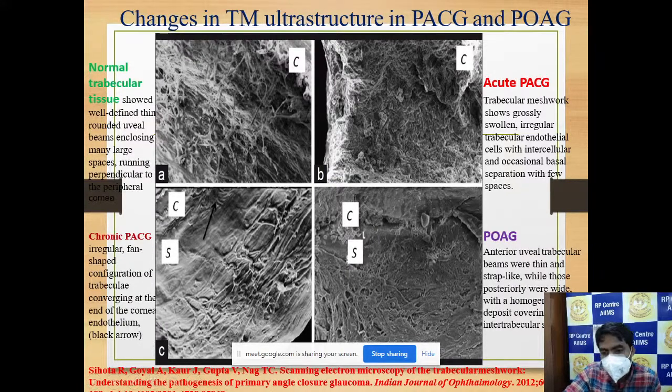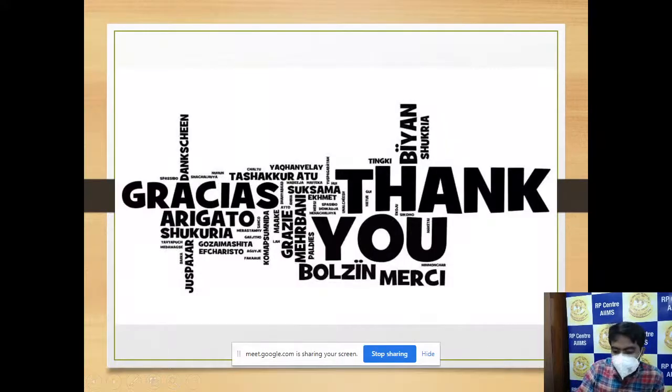Then this is an open angle glaucoma patient showing trabecular meshwork. Anteriorly the uveal beams are thin and strap-like, and posteriorly these are wide. These are posteriorly wide, strap-like, and mostly filled with inflammatory material. Homogeneous deposits are seen. So, thank you.